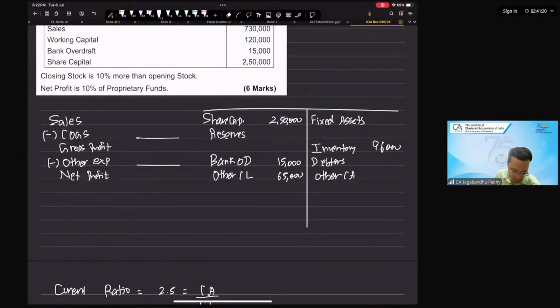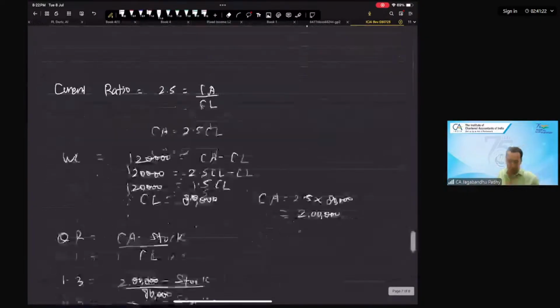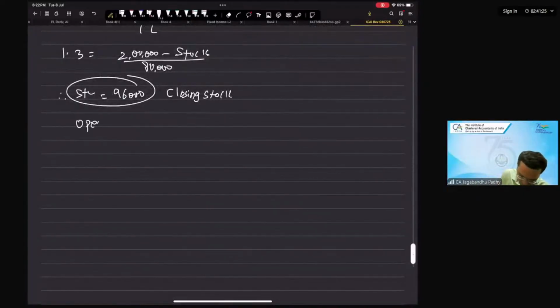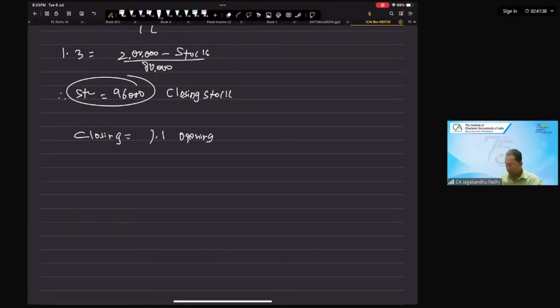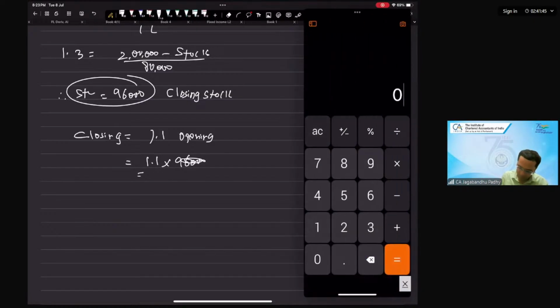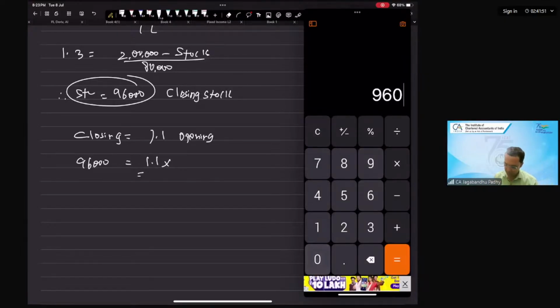My bad. Closing stock is 10% more than opening stock. So, as the question says, closing is 10% more than opening, so closing is basically 1.1 times of opening. That's 1.1 into opening, which is 96,000. So opening is 96,000 divided by 1.1. That comes out to be something weird.